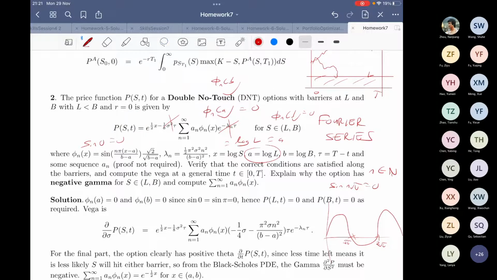So the left-hand side at the final maturity, so I should always leave more space, is going to be, what's the value of this option at maturity? Well, it requires S to be greater than L and S to be less than B. I mean, I could write that in a tidier way, I suppose.